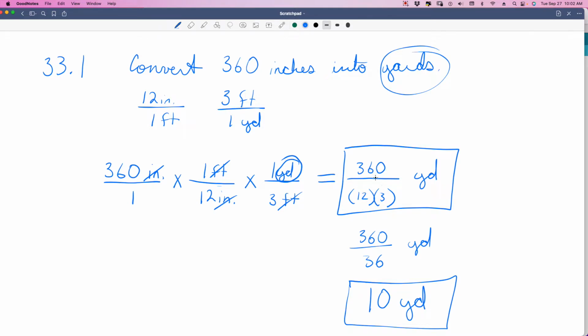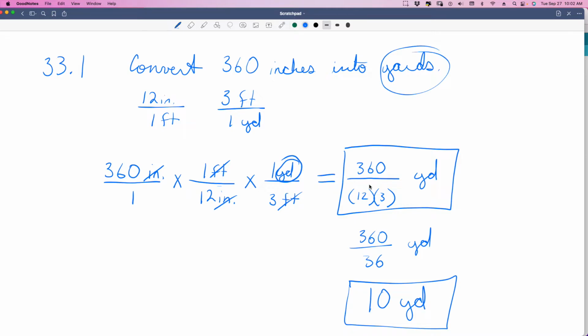So if you can look at this and mentally, in your head, you see it. Oh, well, that's 10 yards. That's fine. Or if you want to check it with a calculator and you come up with a whole number, that's fine. But if it's really big numbers that you can't possibly do in your head, just leave it.